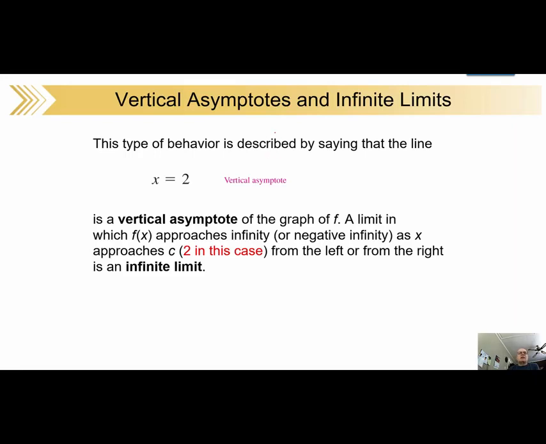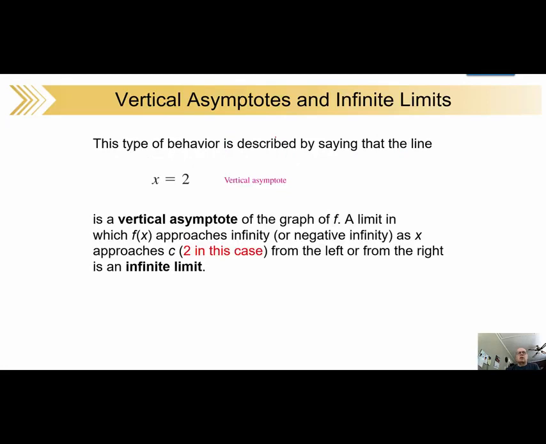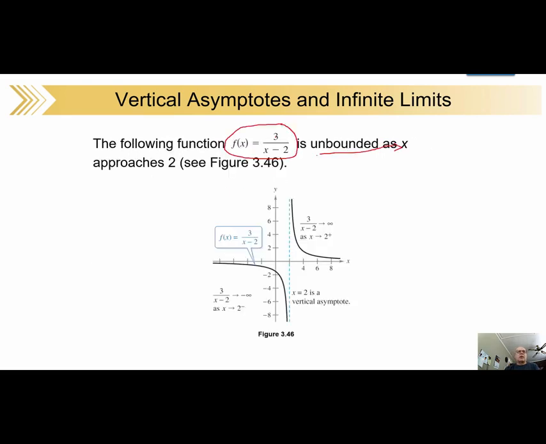This behavior is described by saying the line x equals 2 is a vertical asymptote. Take a quick look back here again. What it's approaching is x equals 2, which is a vertical line. That makes that line that it's getting close to an asymptote. That's what asymptotes are, whether it's vertical or horizontal. Some line that your graph is getting close to. In this case, it's getting close to that line, and depending on which side you come from, it's either going to positive infinity or negative infinity. Quick look back there.